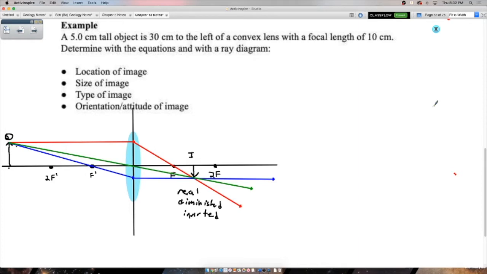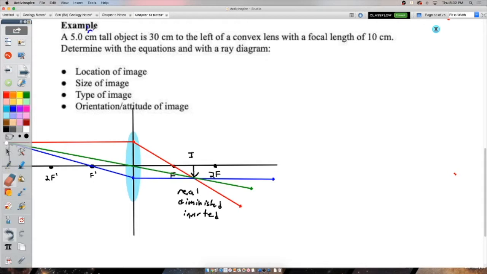Okay, so let's check that now with our formulas, see how it turns out for us. So again, a 5 centimeter tall object, so that's height of the object, HO, is 30 centimeters to the left of a convex lens, so that's distance of the object. Okay, that'll be positive because of course the object is real, with a focal length of 10 centimeters. So this is a converging lens. Its focal length really is converging light, right? It's a real focal point. It's really focusing parallel rays. So that's a positive focal length, to determine with the equations the location of the image.